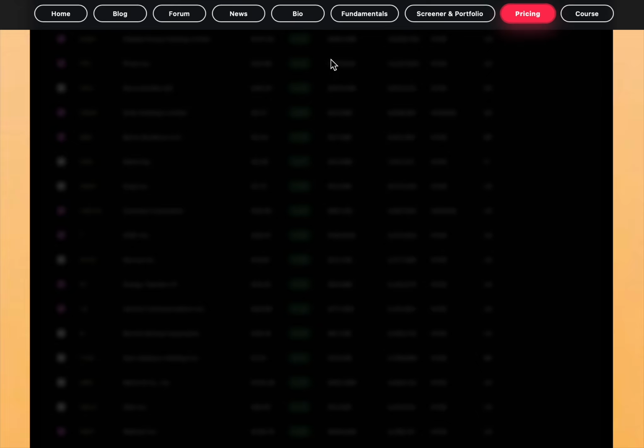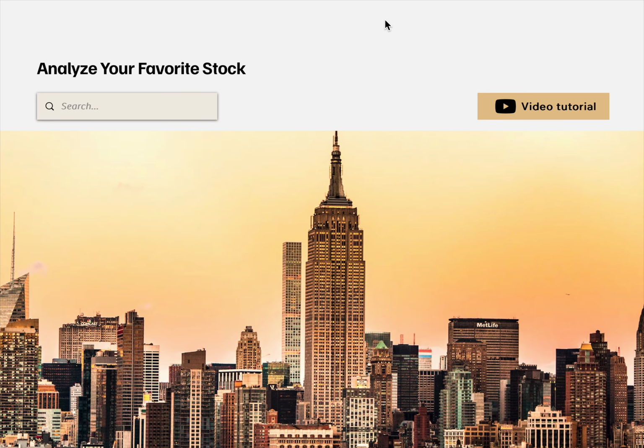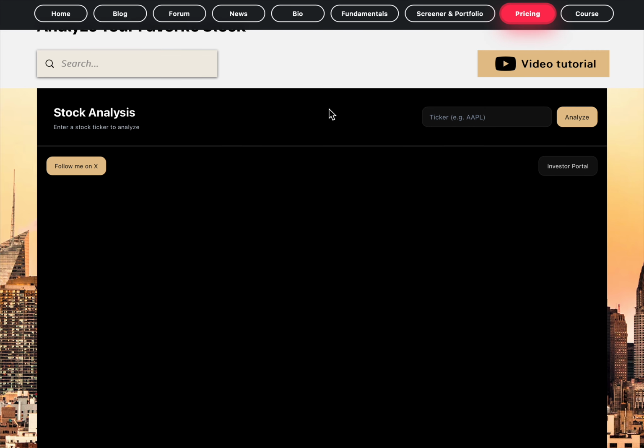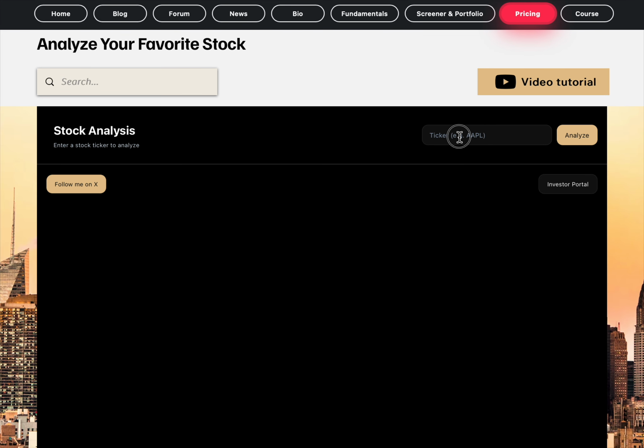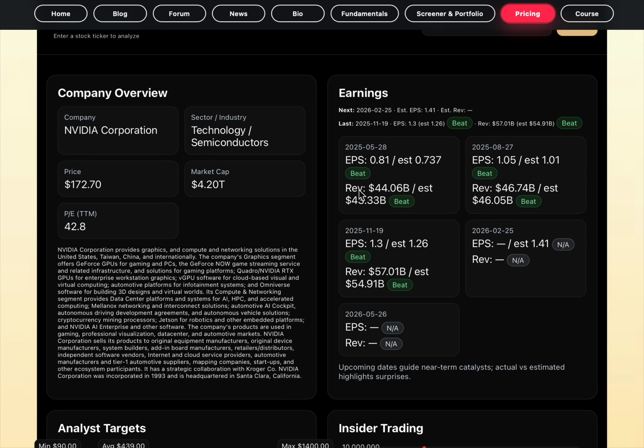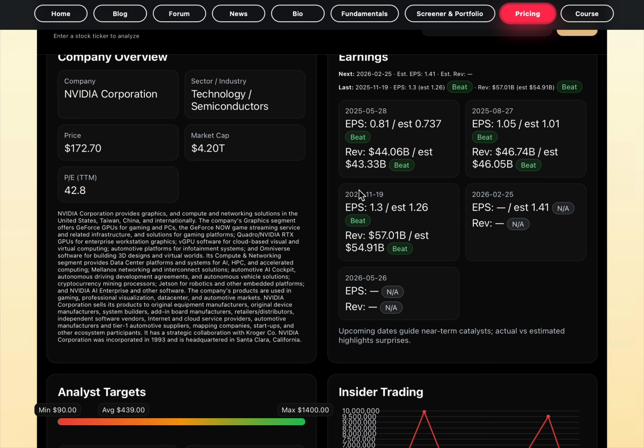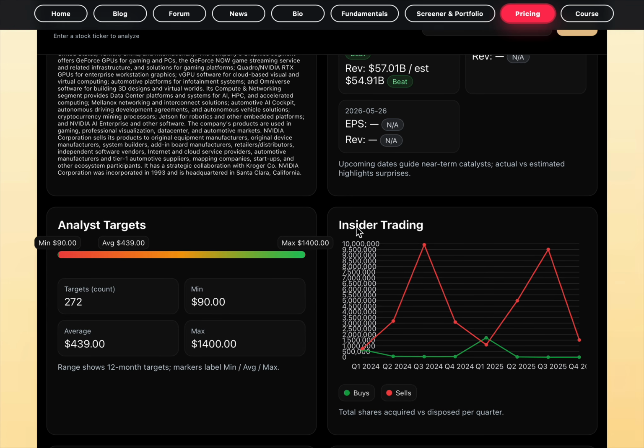Or another way, you can just hit this button at the top, fundamentals, and it will open a separate screen with a fundamental explorer. You can type the stock ticker here, for example, NVIDIA, hit the analyze button, and it will show you fundamentals for NVIDIA. As you can see, it beats EPS and revenue for the past three quarters. This is a good sign.